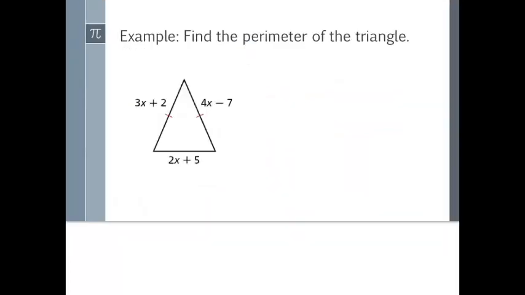Okay, here's an example, an application of the isosceles triangle theorem. Find the perimeter of the triangle. Well, we know that we have two congruent sides here, right? These sides are both congruent. So we can set those sides equal to each other to find out what x is. Right, we solve, we get x is equal to 9.